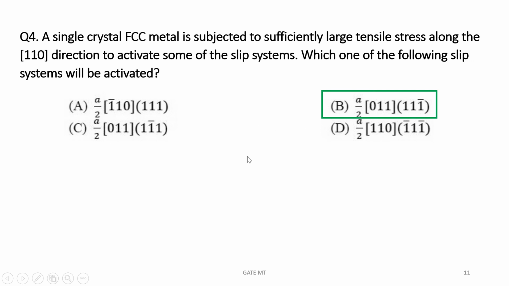So it's not a lengthy question, it's just a lengthy explanation. So don't get frightened for the time consumed for this particular question. The only thing we have to remember is the concepts related to critical resolved shear stress. When you know critical resolved shear stress, from that you will remember what is Schmidt factor. And from that you can remember that whenever Schmidt factor is non-zero, the slip system will be activated.